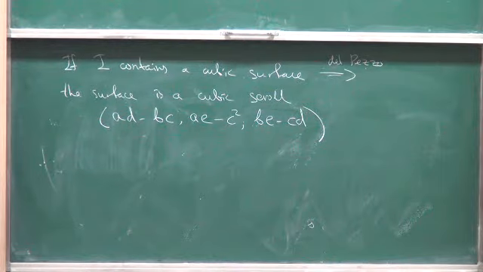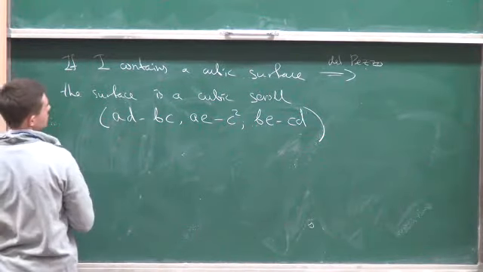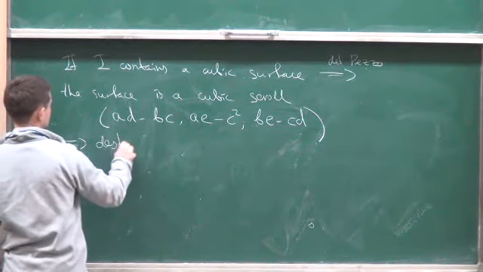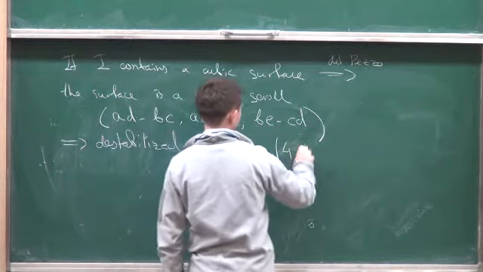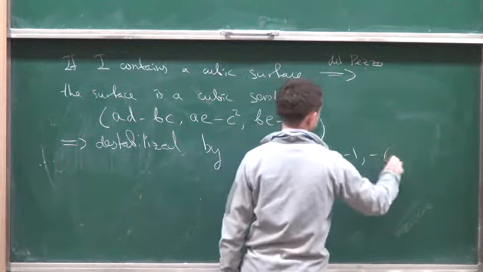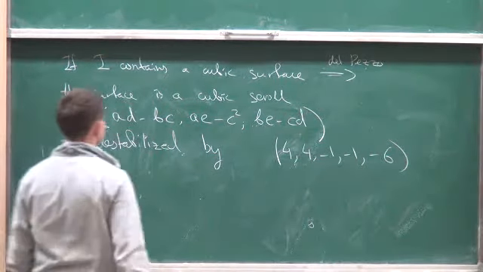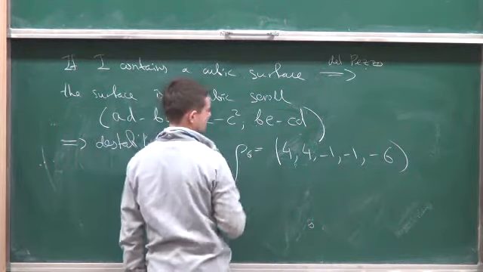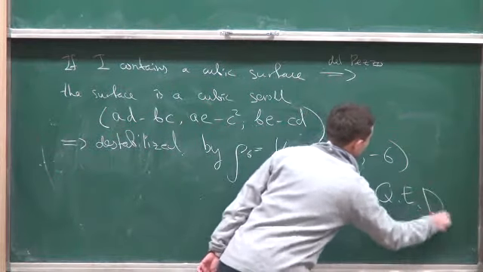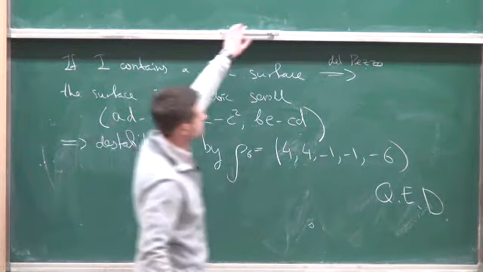And in particular, the net must be precisely given by those 3 quadrics, and it's destabilized by the 1-parameter subgroup 4, 4, -1, -1, -6. All right, so let me check this. Looks right, and this is the row 6 in the list. So there are no higher dimensional components. All components are curves, and we're done with the corollary.